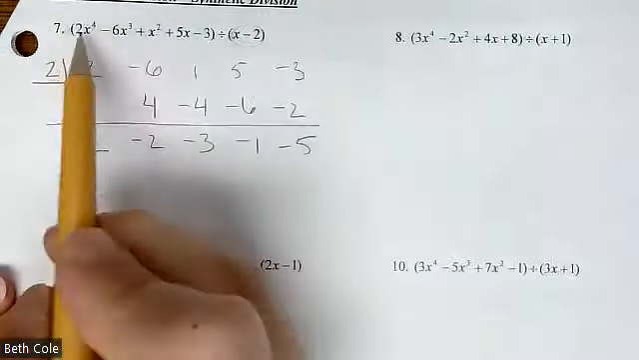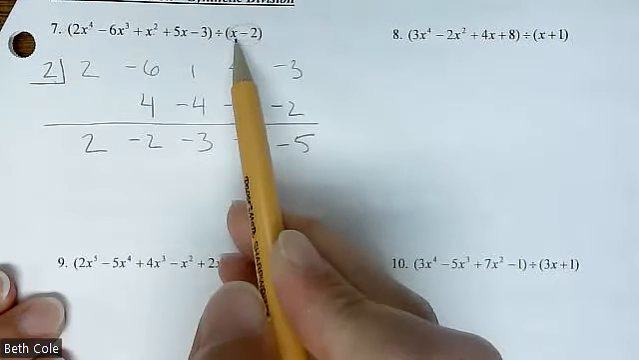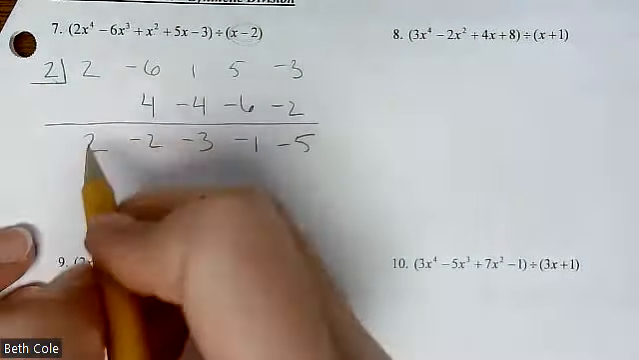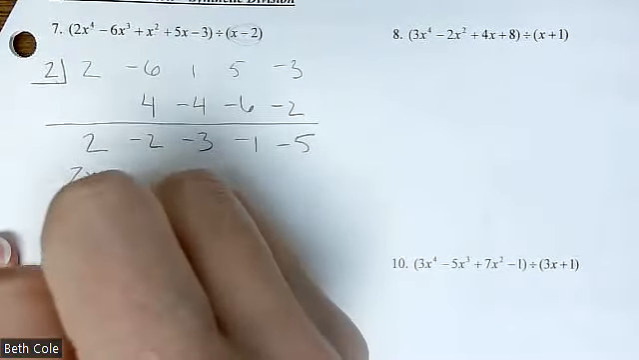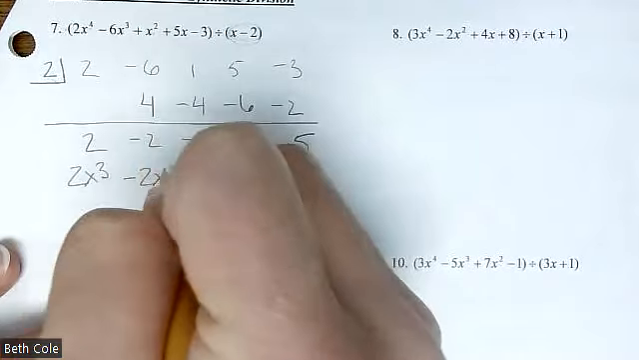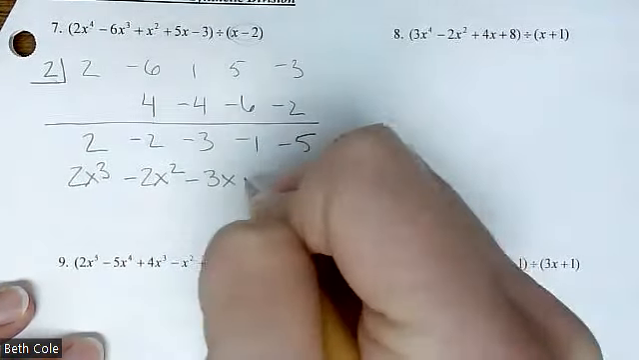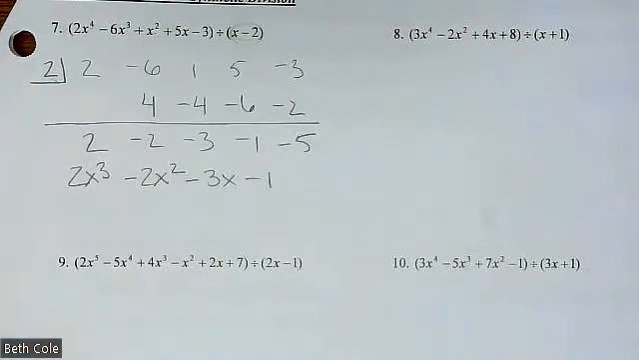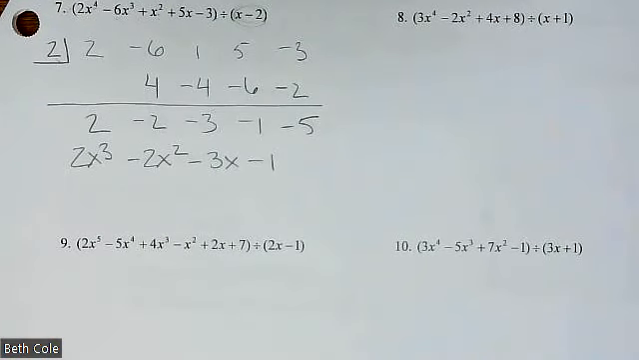I'm going to say that again. Do you see how this was a 4? We divided out an x, so we're going to start 1 less. So it will be 2x to the 3rd, and then it goes in descending order. It'll be -2x squared, -3x, -1. And do you see how there's a number left over?